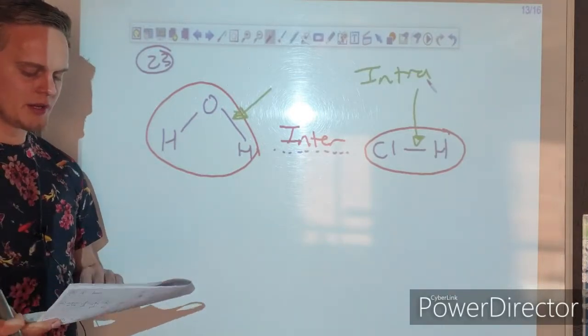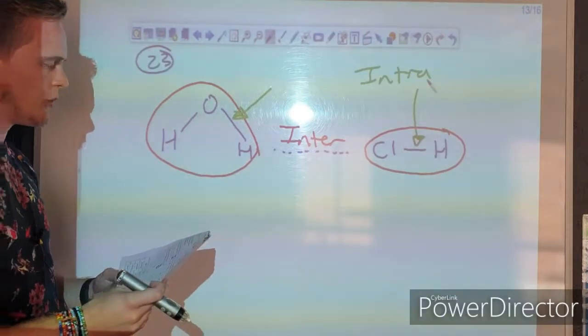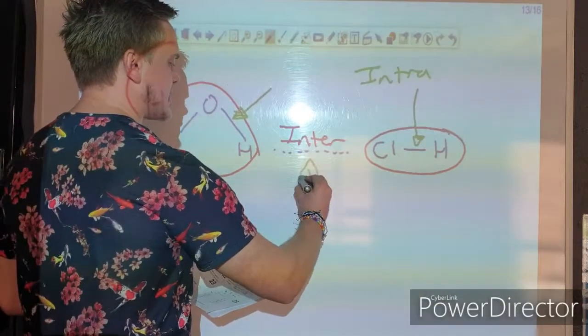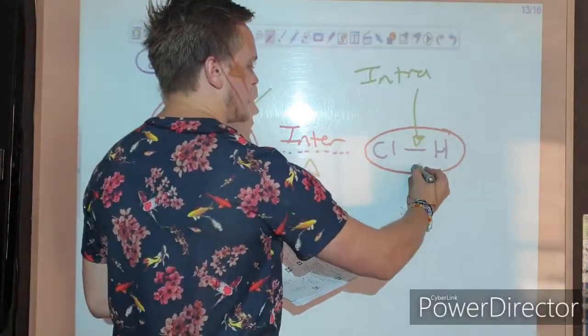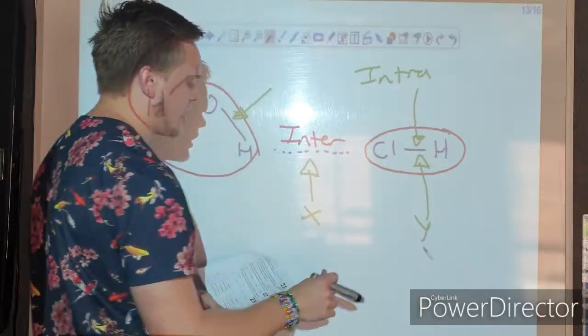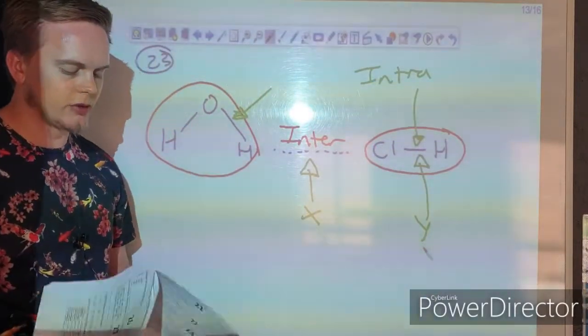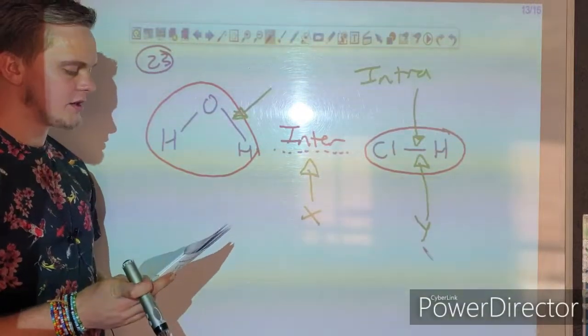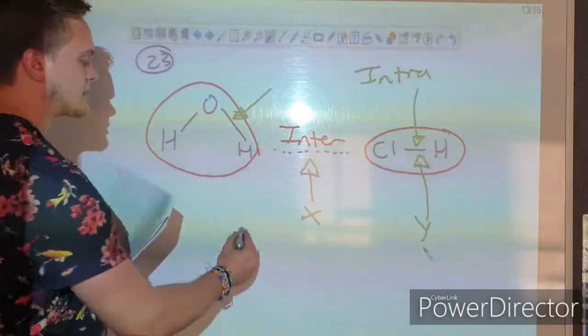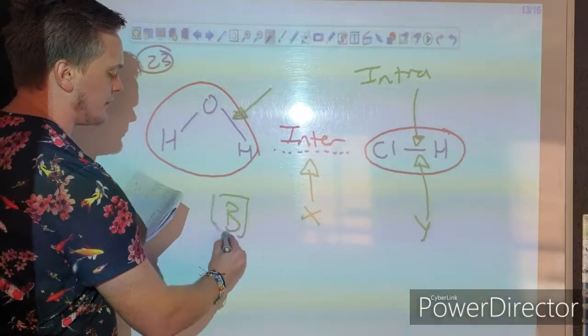So which statement is then correct? They said that this is X, and they said that that is Y. So we now know that X is an intermolecular force and Y is an intramolecular force. So for number 23, the correct statement will be statement B.